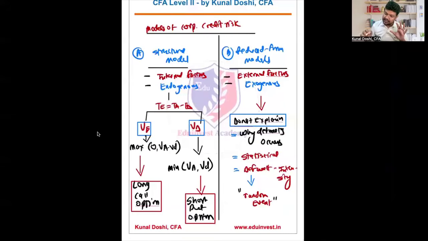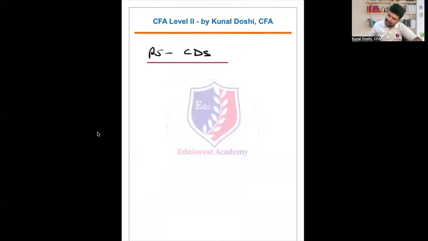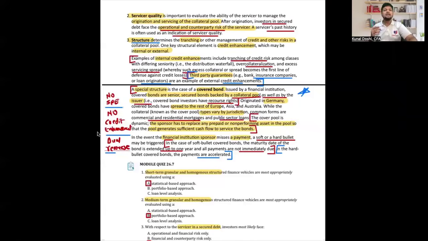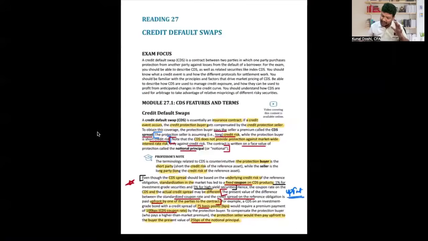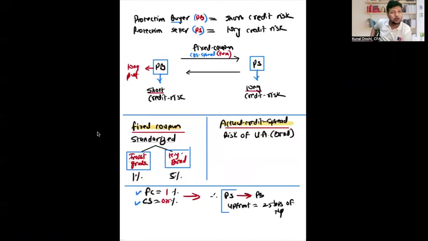Okay, got it. This is all that you need to know about the topic of credit risk models. Now we go to the last section, that is CDS, credit default swaps. Yes, CDS. Here it does matter a lot. Many students get confused about who's the protection buyer and who's the protection seller. So what I'll do first is clarify that, which we did in the class notes also.